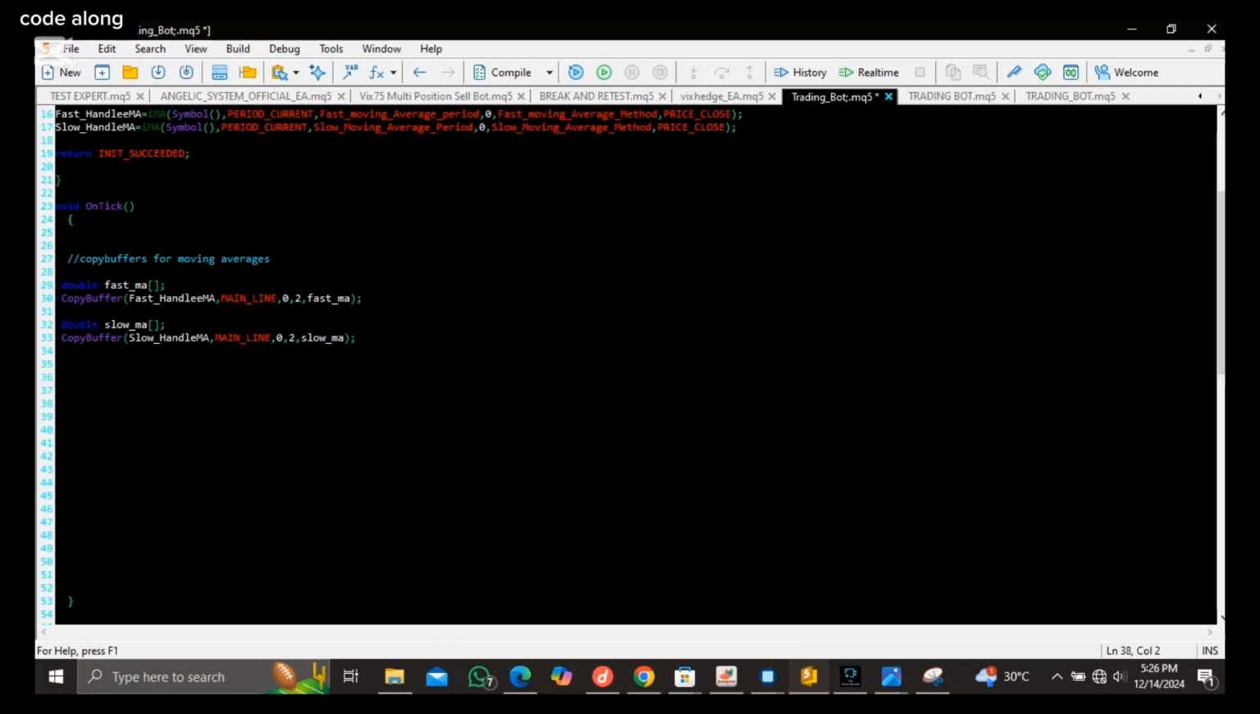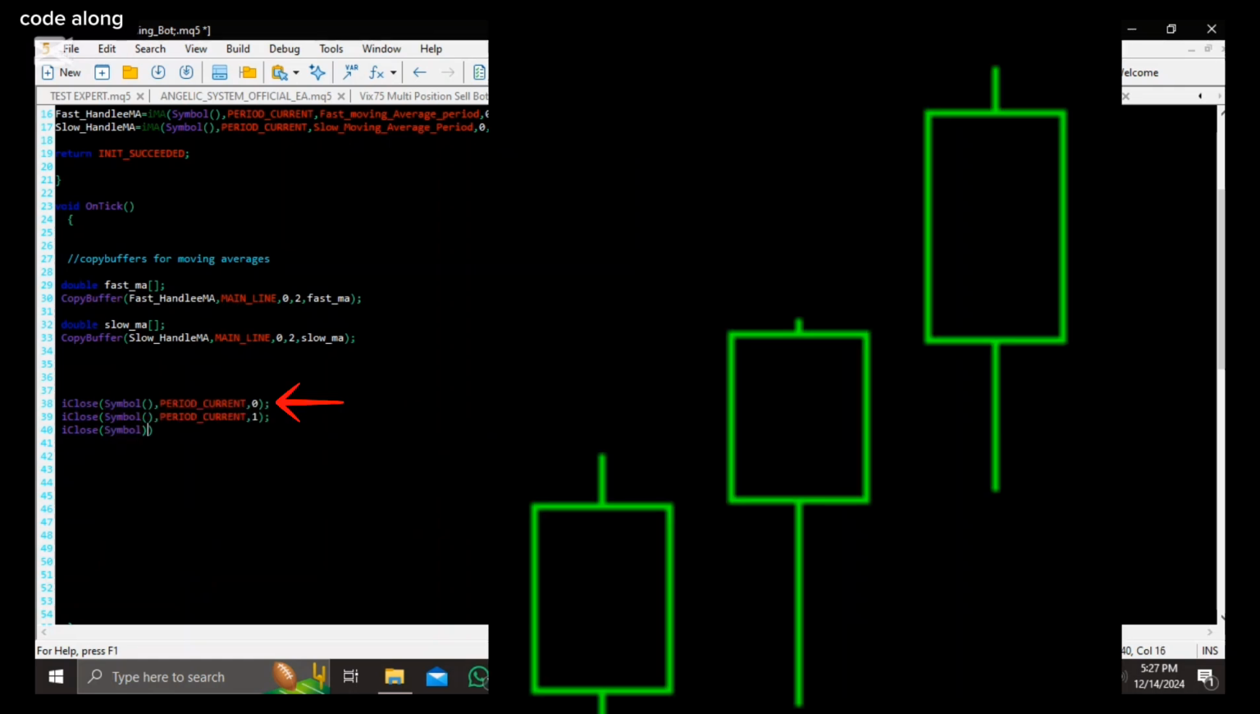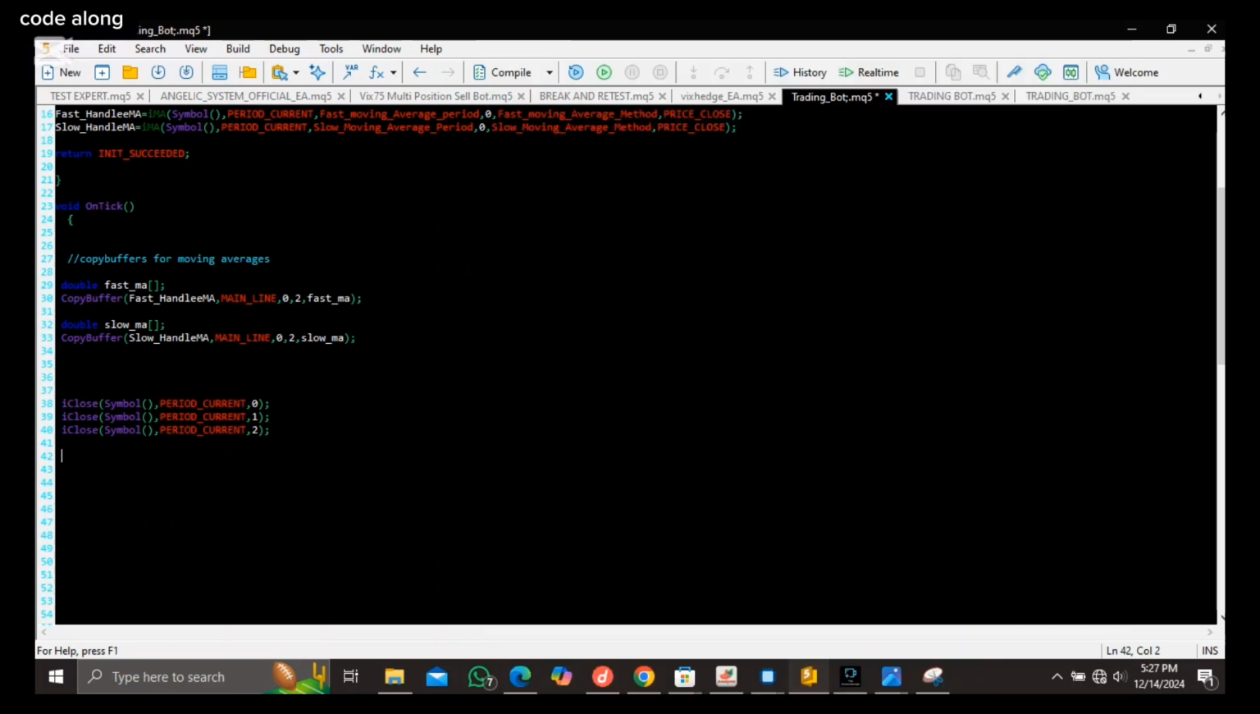The shift parameter is used to access previous candles. A shift value of 0 refers to the current candle, while a shift value of 1 refers to the previous candle. For example, iClose(_Symbol, PERIOD_CURRENT, 0) returns the closing price of the current candle. iClose(_Symbol, PERIOD_CURRENT, 1) returns the closing price of the previous candle. iClose(_Symbol, PERIOD_CURRENT, 2) returns the closing price of the candle before the previous candle.